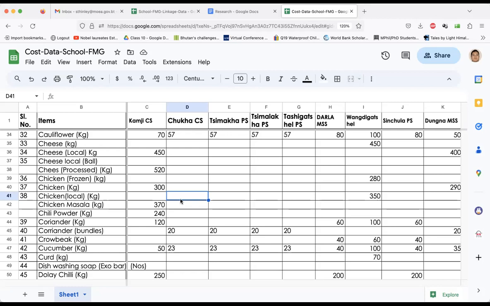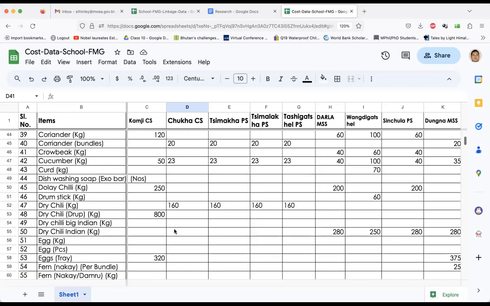And before I forget, I'll tell you how to control these FMGs. We can control them by linking up with principals and the accountants at the Dzongkhag Finance Office. We will give the price data to Dzongkhag Finance and they will pass the bill based on the price data and not on the bill submitted by the FMG.